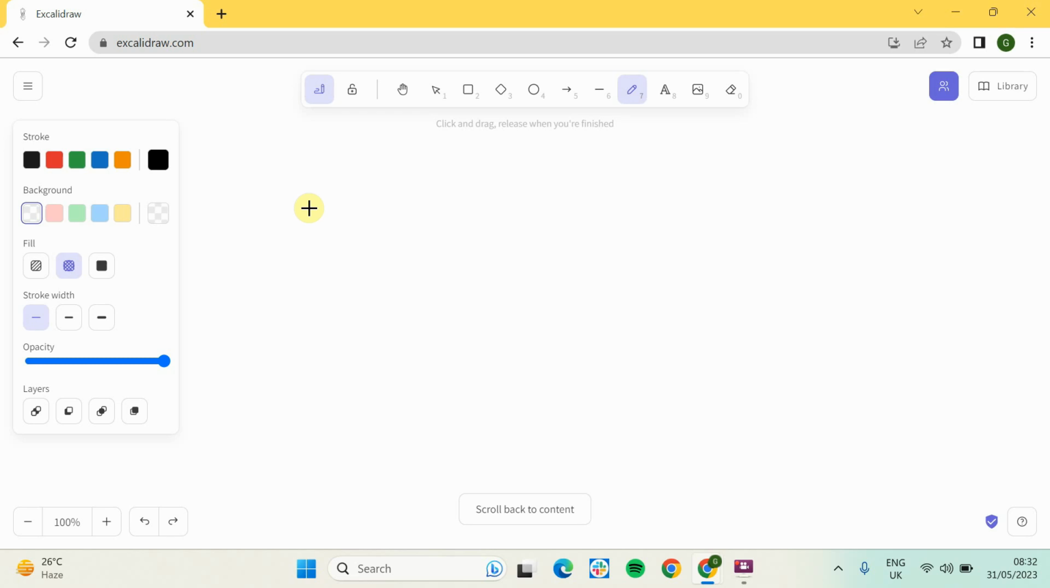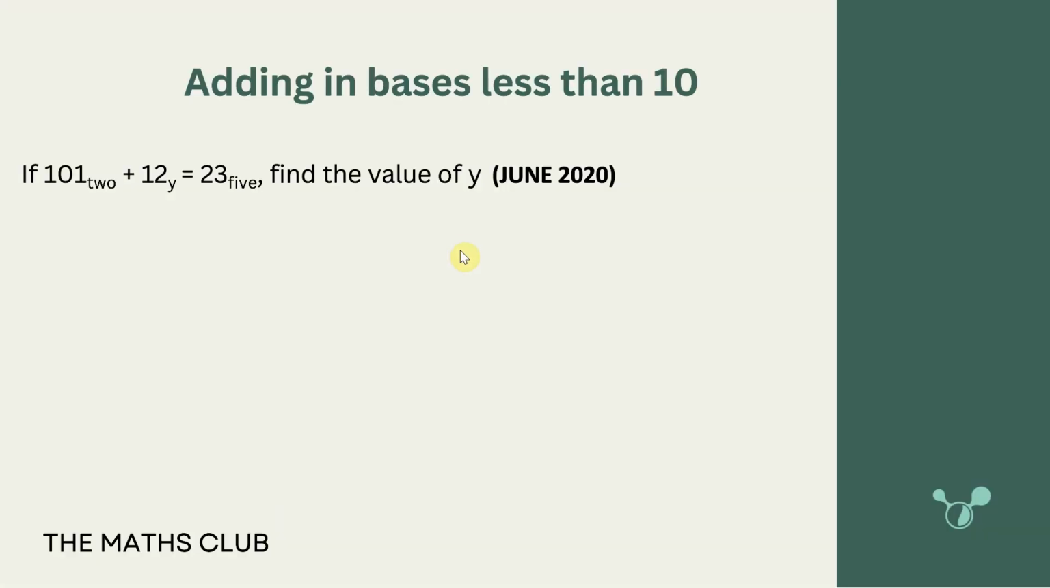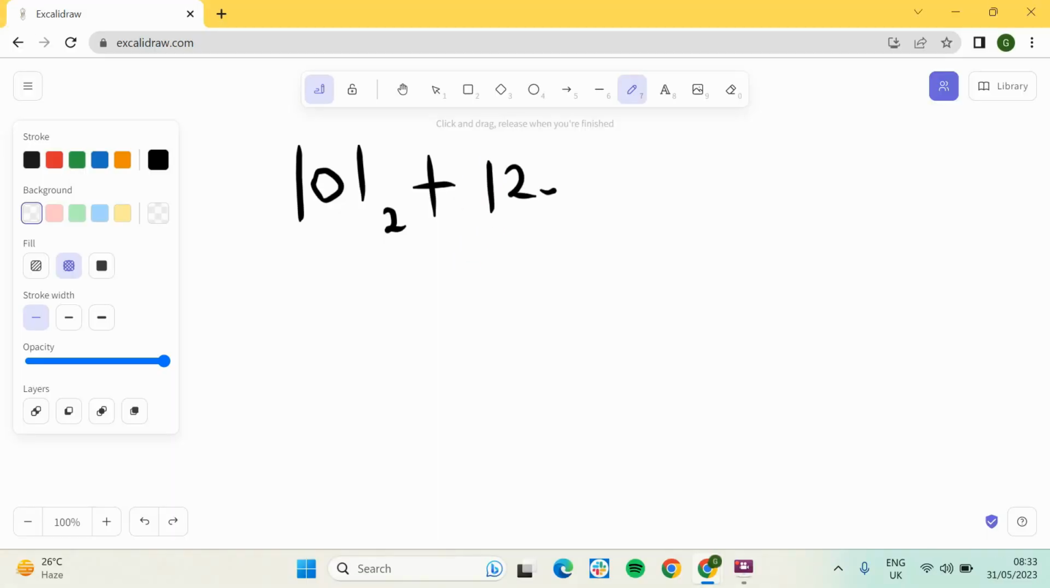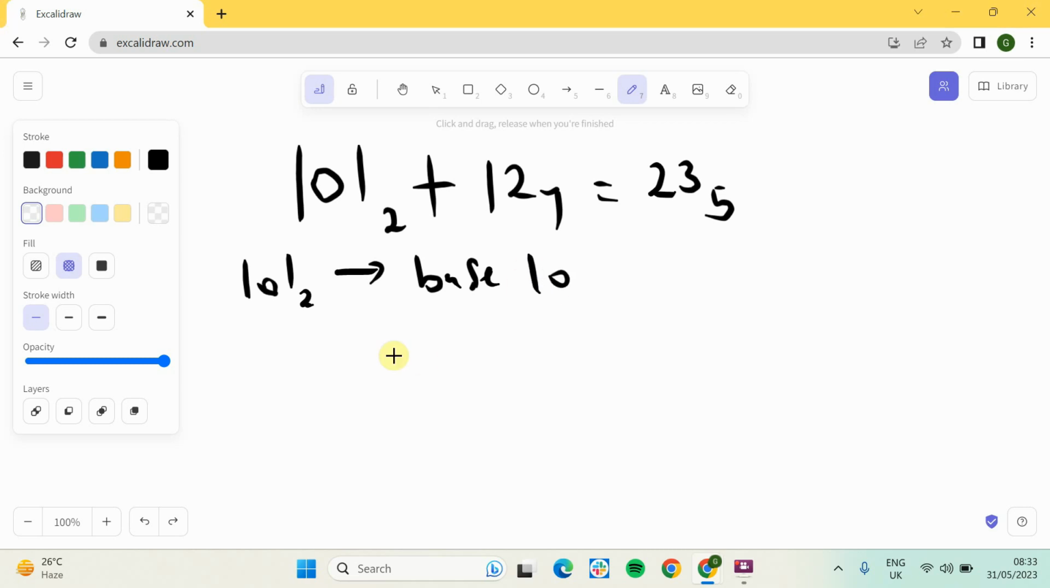Right. So the question is 101 in base 2 plus 12 in base y is equal to 23 in base 5. So let's convert each of them. So 101 base 2 to base 10, right? So that will be 1 times 2 plus 0 times 2 plus 1 times 2, and give the powers 2, 1, 0, right?